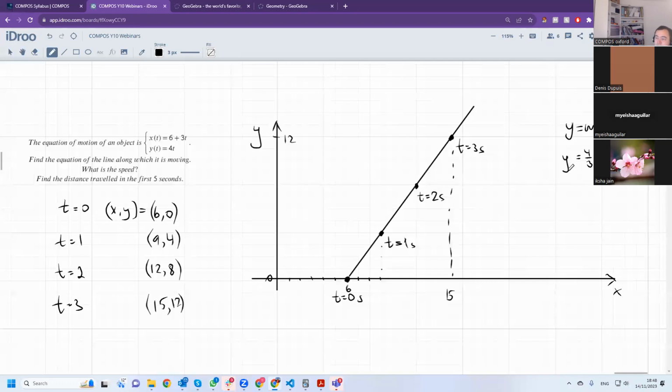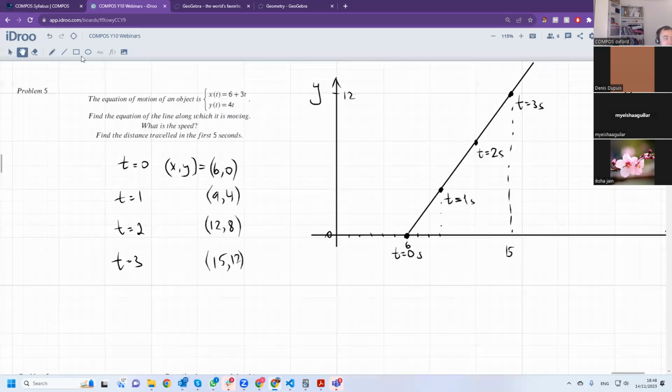Not -2, -8. Yes, Dennis. Thank you. It's -8. So this is the equation of motion. Let's see if it actually is that.